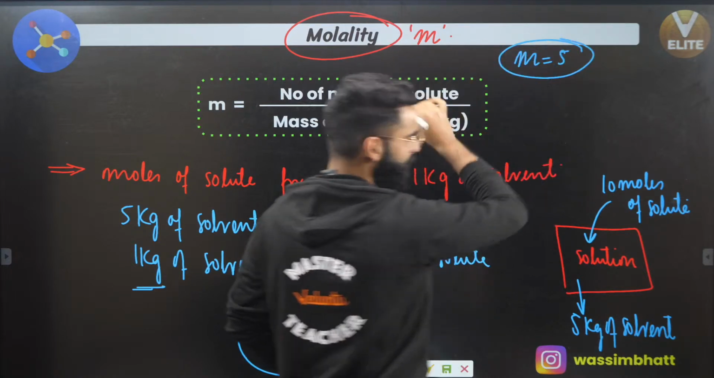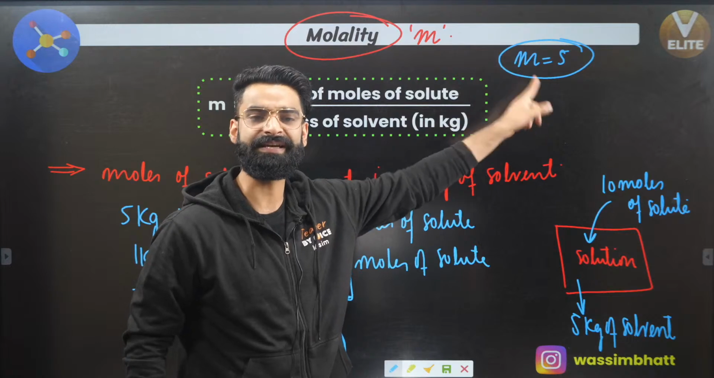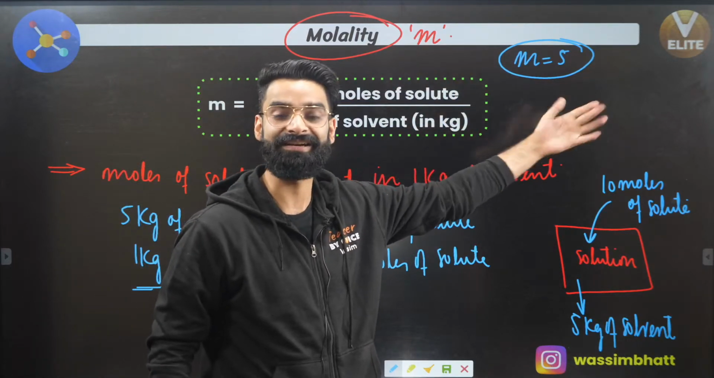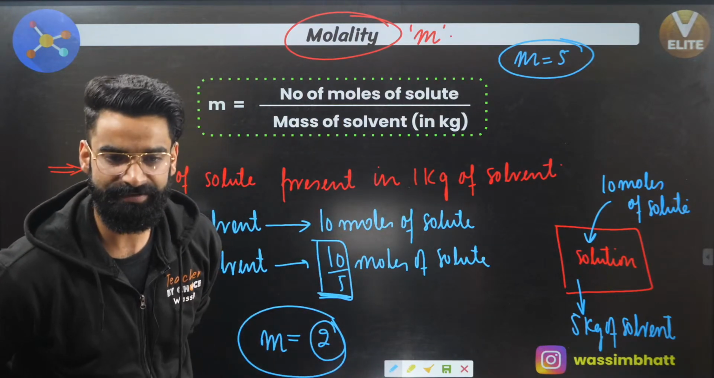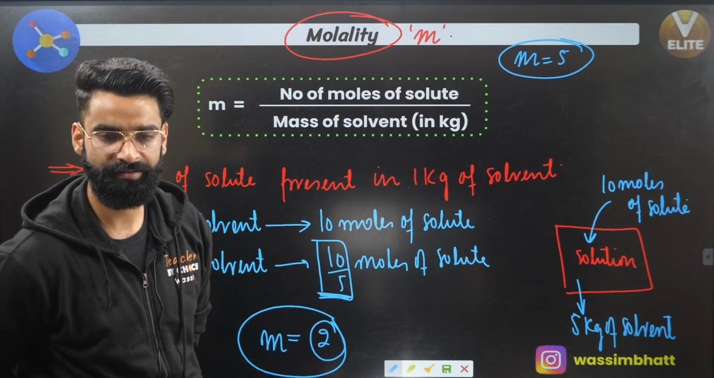What does it mean? It simply means 5 moles of solute are present in 1 kg of solvent. I've got a solution whose molality is 10. What does that mean? 10 moles of solute are present in 1 kg of solvent, right? Very simple.